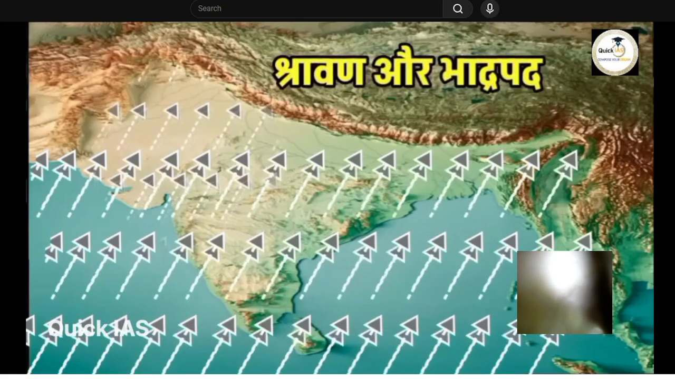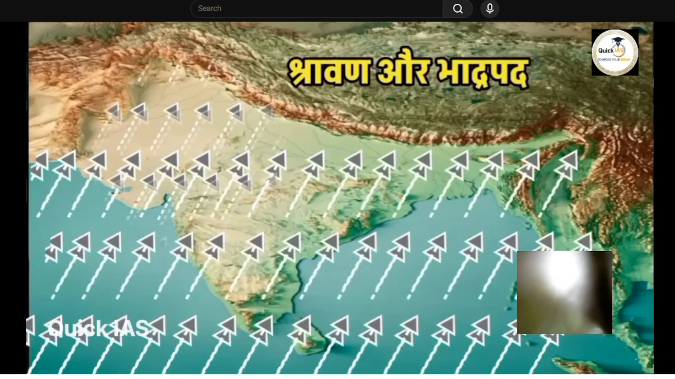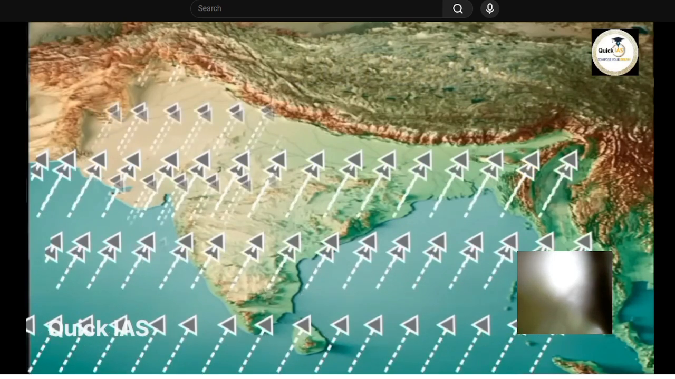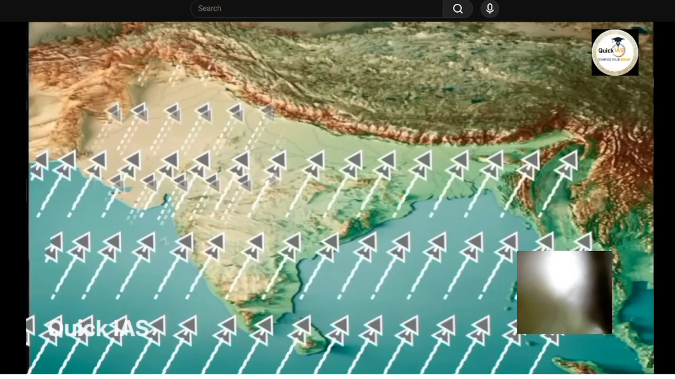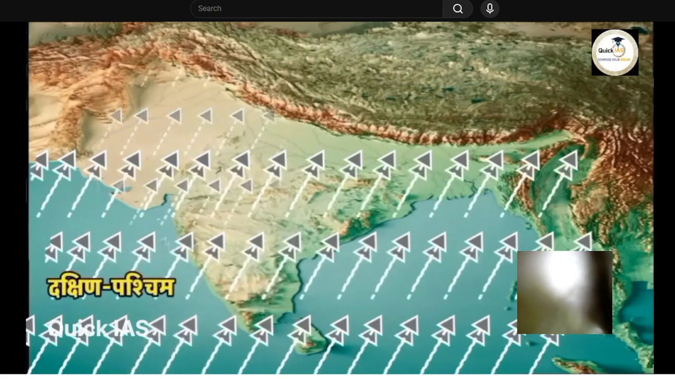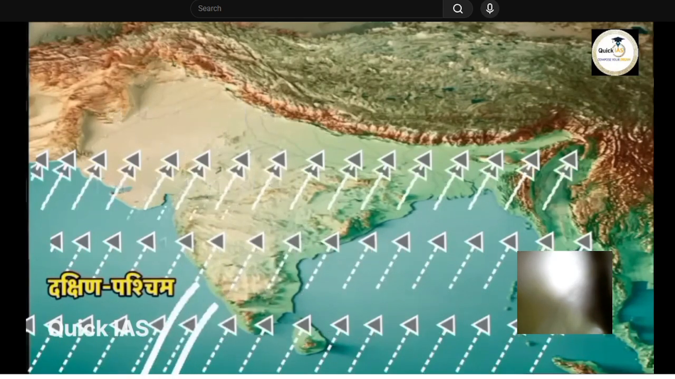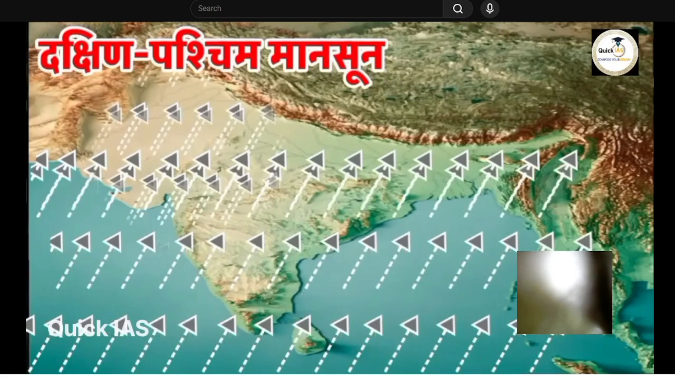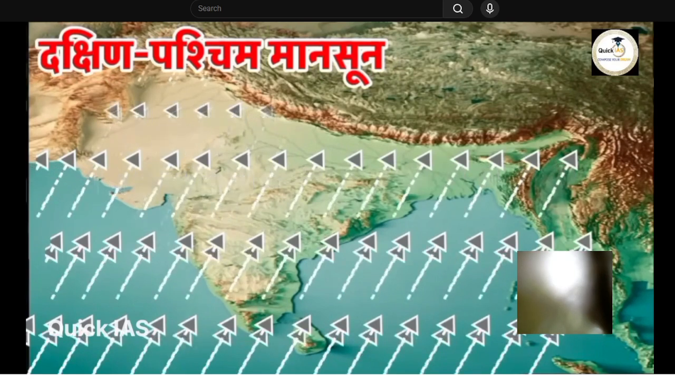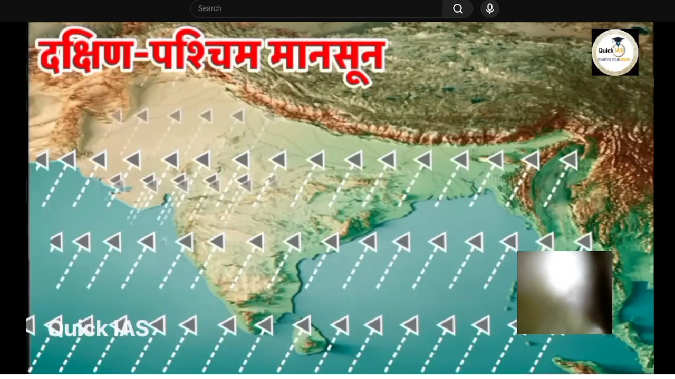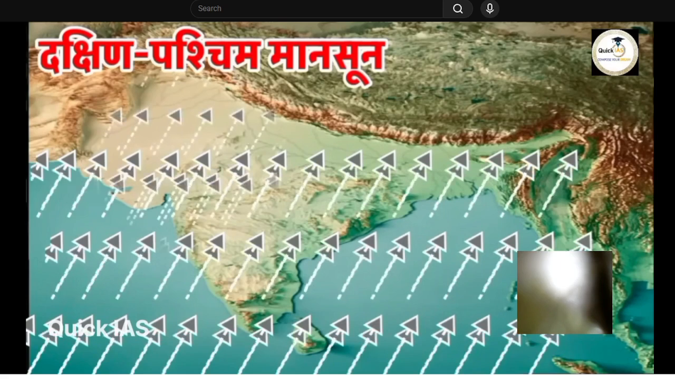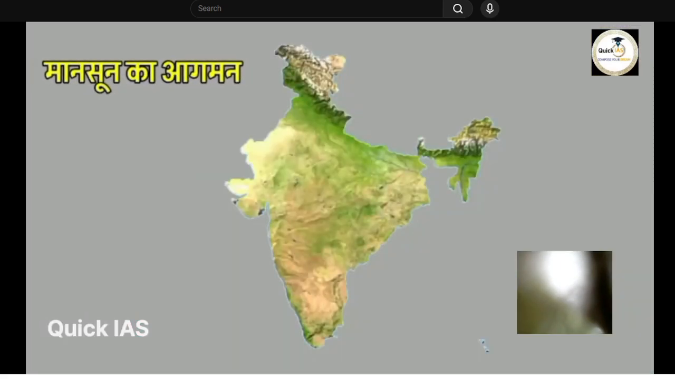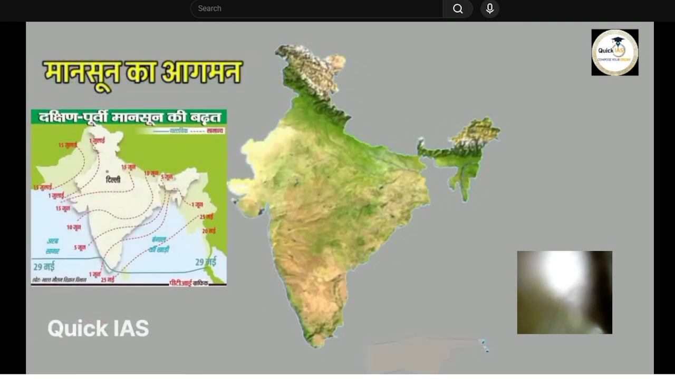At this time in India, it is the month of Shravan or Bhadrapada. This monsoon proves to be a boon for crops like paddy, etc. This wind enters India from the southwest direction, hence it is called the southwest monsoon of India or the Maha monsoon of Southeast Asia. Now we will know in the Indian context, on which dates and where does this monsoon enter. Arrival of monsoon. Southwest monsoon is the first in India.